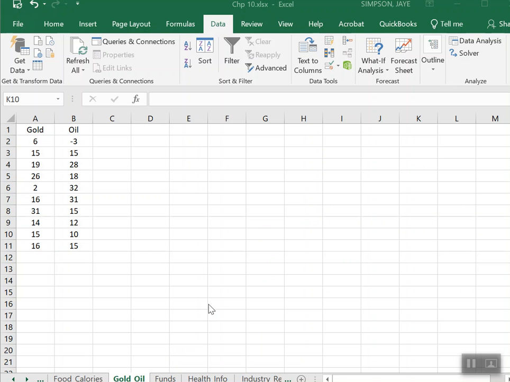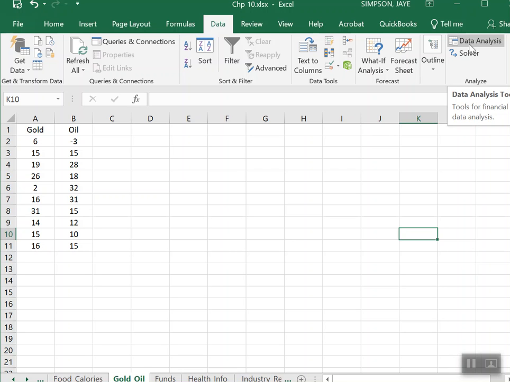So here I have my gold oil worksheet pulled up, and you can see the tab down here in the Chapter 10 workbook. Now I'm going to go to the Data tab at the top, and notice over here on the far right in the Analyze group, I have something called Data Analysis. If you don't have this here, you should, but if you don't, then you'll need to go do that File, Options, and Add In like we did earlier this semester.